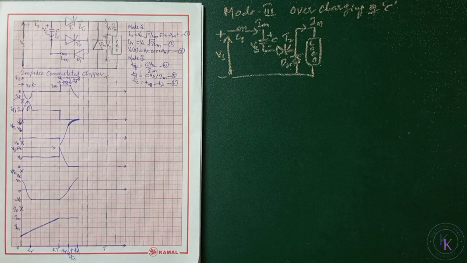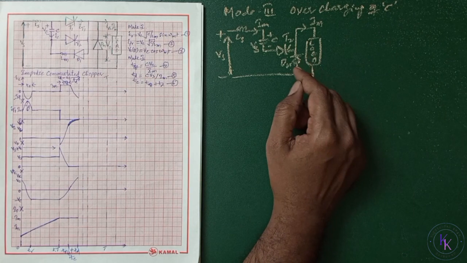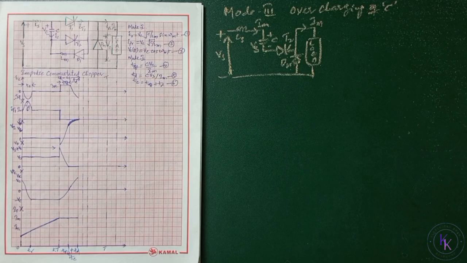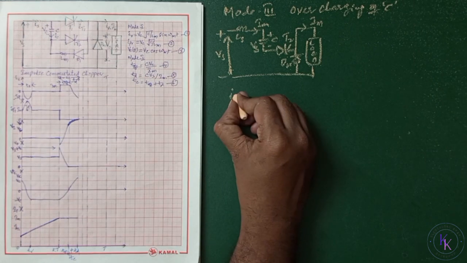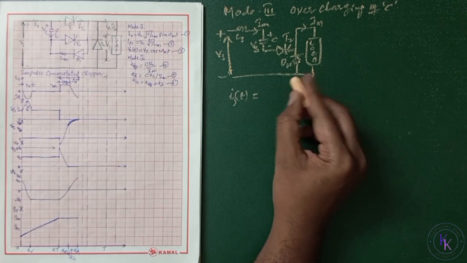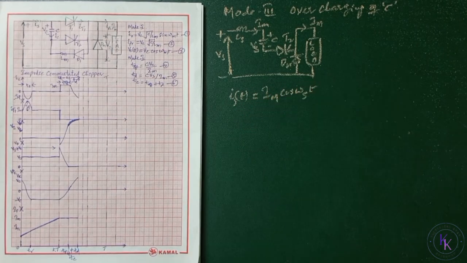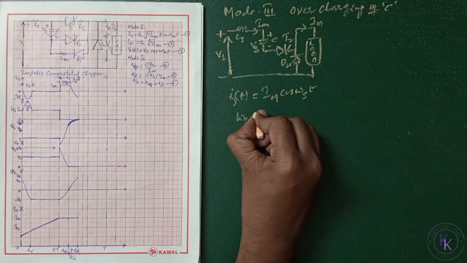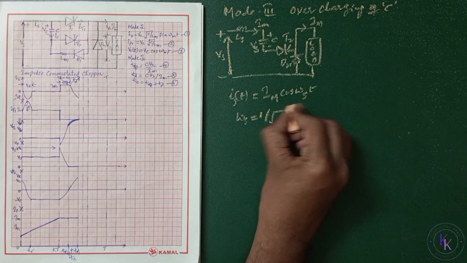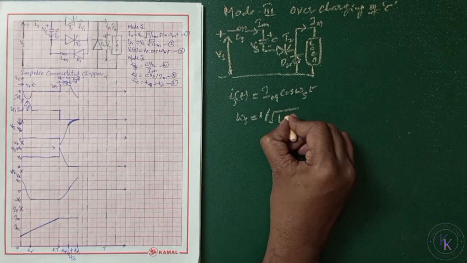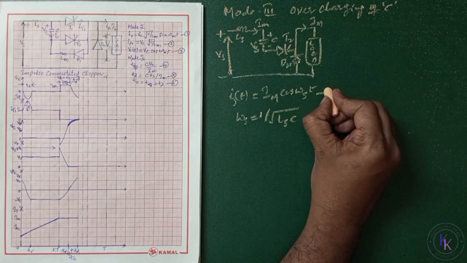Mode 3 operation: overcharging of the commutation capacitor C. Mode 3 begins when the freewheeling diode Dm starts conducting and the load current decays. The energy stored in the source inductor Ls is transferred to the capacitor. Now the current Is at time t equals the maximum current Im times cos(ωs t), where ωs equals 1 divided by the square root of Ls in series with C, so Ls C. Let this be equation number 7.